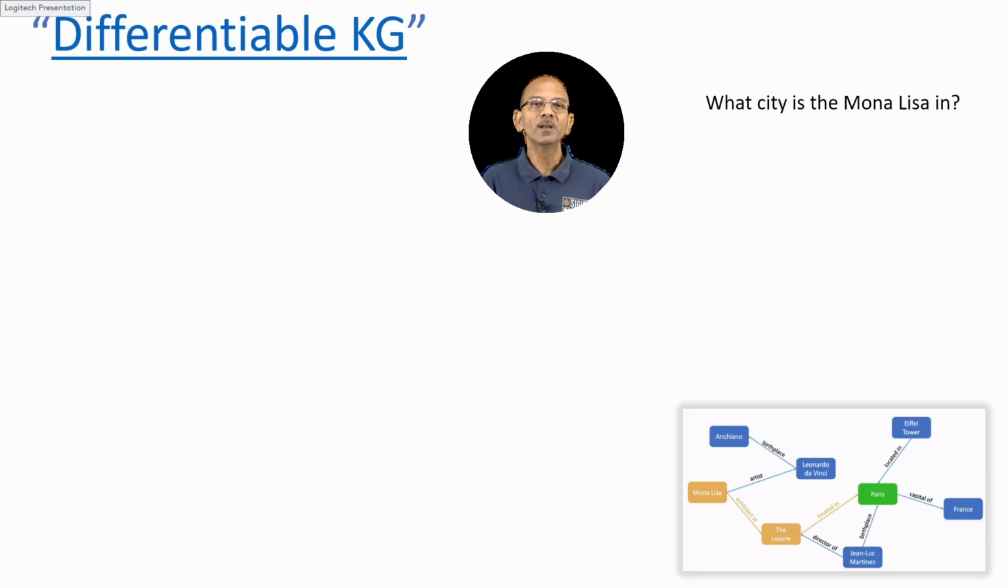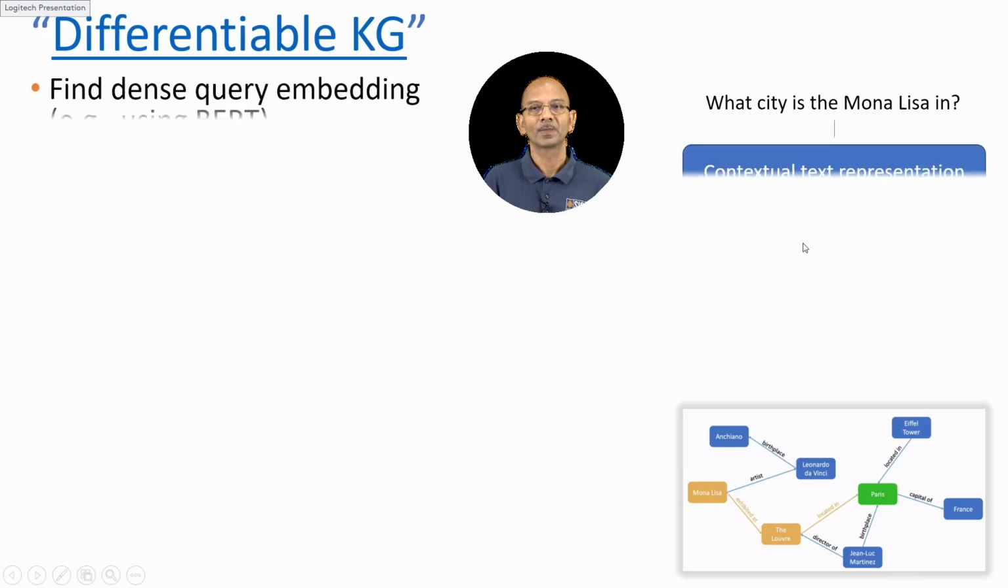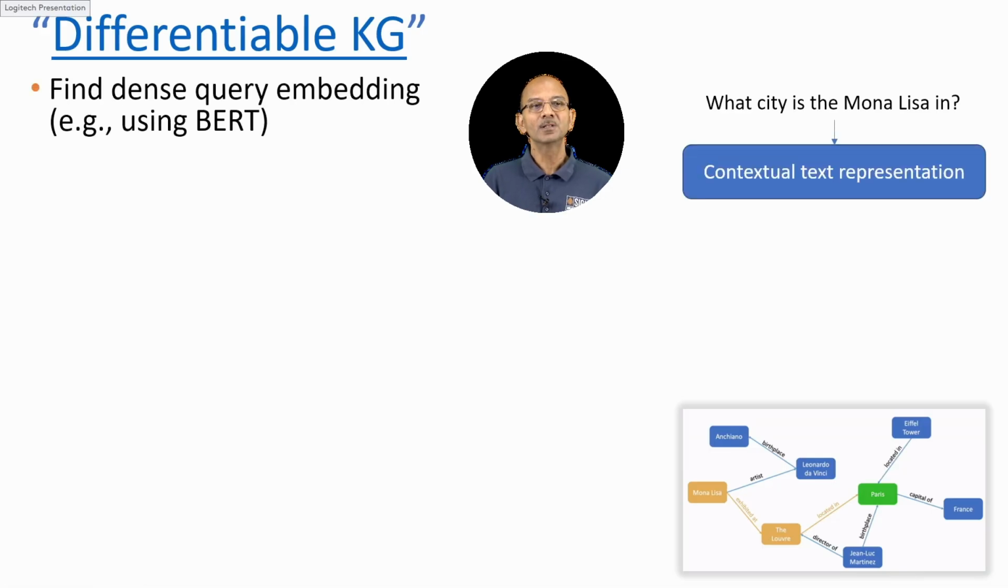For this reason, we will spend more of our time on the so-called differentiable knowledge graph abstraction. So once again, here I directly have the graph as we showed before, and we start with the query, what city is the Mona Lisa in? First, we use a dense embedding for the whole query. As we have seen in earlier parts of this course, there are encoders like BERT or BART, which can turn this whole query into one or more dense vectors.